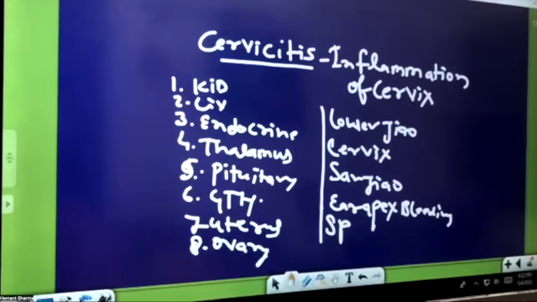Otherwise, we are going to discuss all. So what is the treatment of white discharge or leukorrhea? Very common problem. Very common problem in the female.